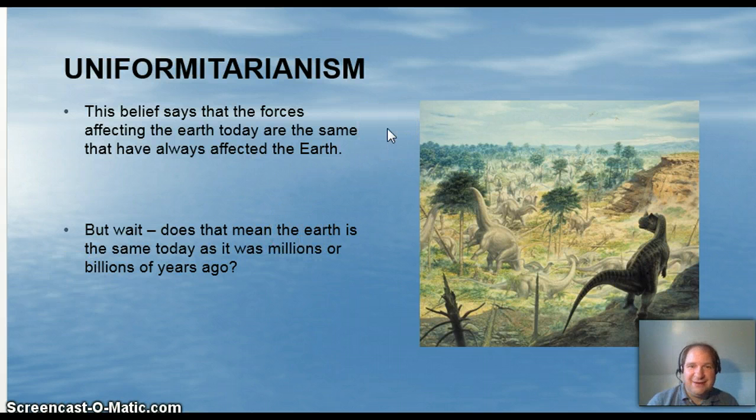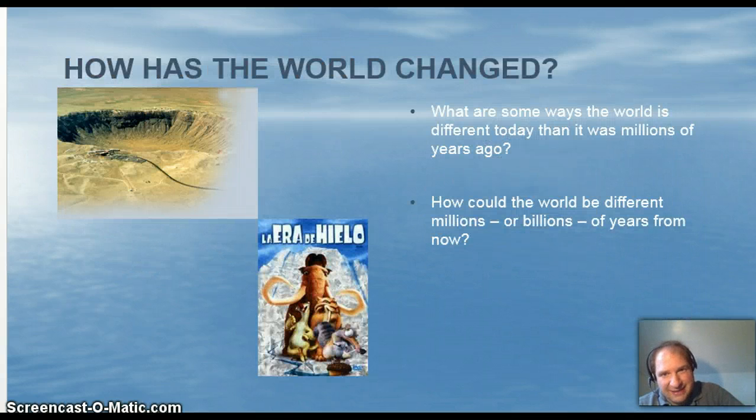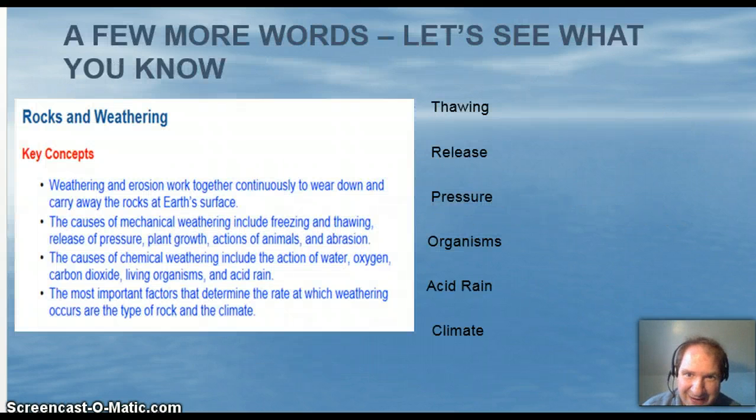This is why I didn't like uniformitarianism. It's the belief that the forces affecting the Earth are the same as they always have been. But the Earth is not the same as it was millions or even billions of years ago. So some changes. Meteorites. This was caused by one. Ice ages. La Era de Hielo. That can happen. Weather will be different. It's getting hotter now.